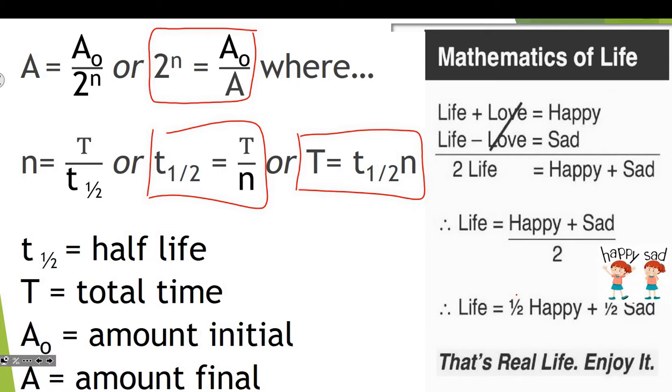Yep. So I've just rearranged them to make it easier for you, because I know that some kids get messed up when they try to rearrange even with 3. Wait, does the capital and lowercase matter? Yeah, capital T is total time, lowercase t is t 1/2, or the half-life.